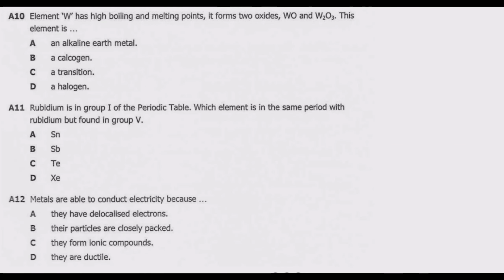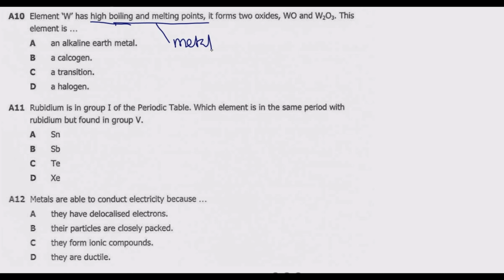Let us look at question 10. Element W has high boiling and melting points. It forms 2 oxides, WO and W2O3. Ideally we want to identify what this element is. We have an alkaline earth metal, a chalcogen, a transition metal, then a halogen. The first clue is that it has high boiling and melting points, meaning this is a metal.